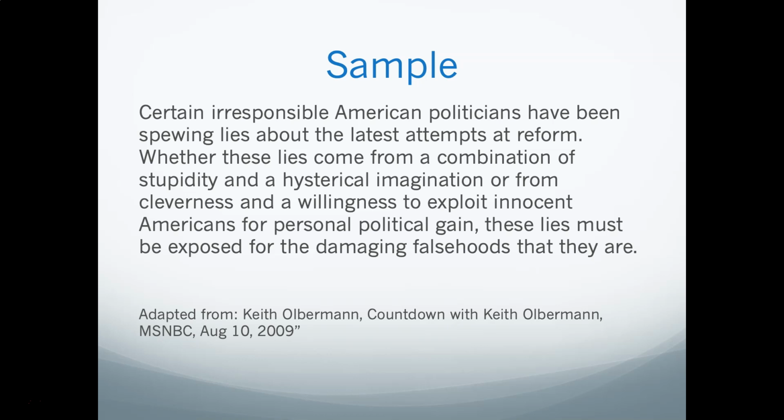So this argument, of course, is full of loaded language. Calling the politicians irresponsible makes them sound bad without yet saying what it is that they've done wrong. It could be deleted without affecting the actual substance of the argument. Spewing lies is an emotionally evocative way of saying making false statements.